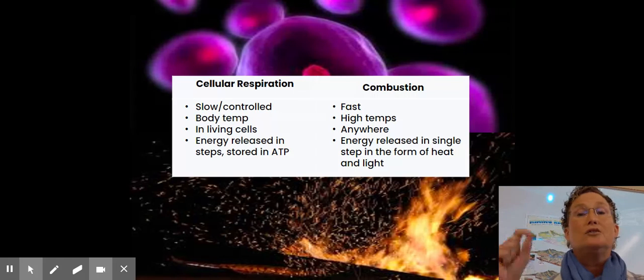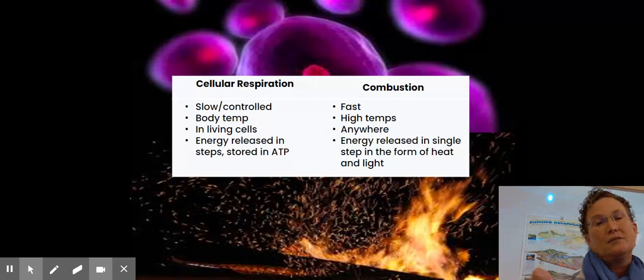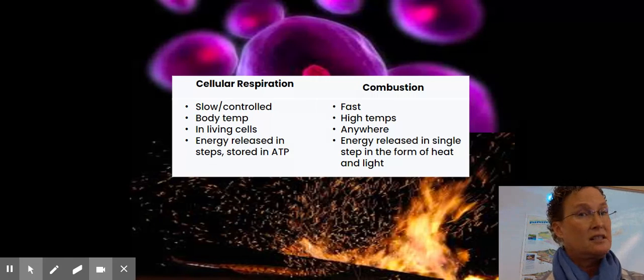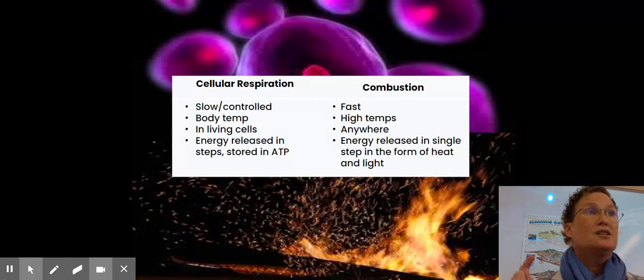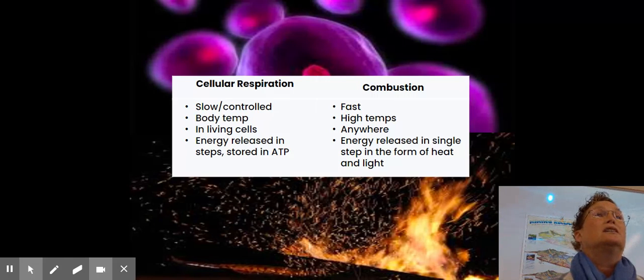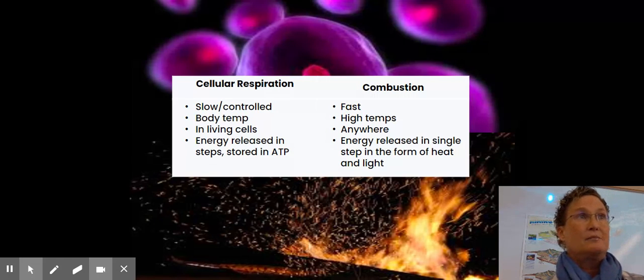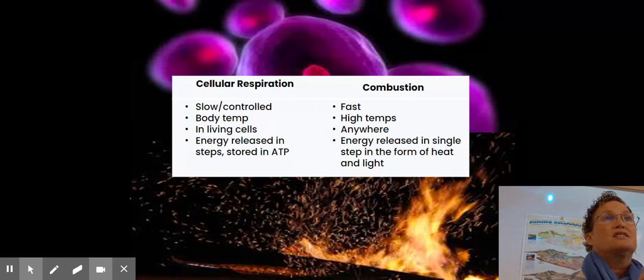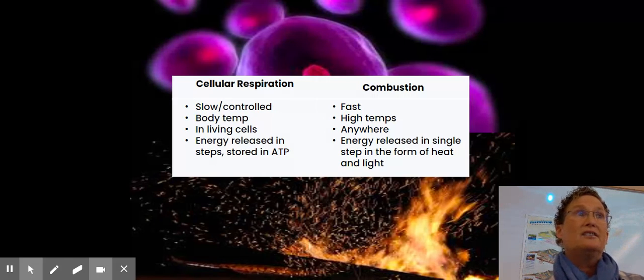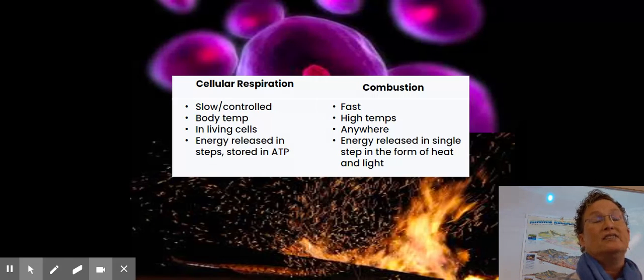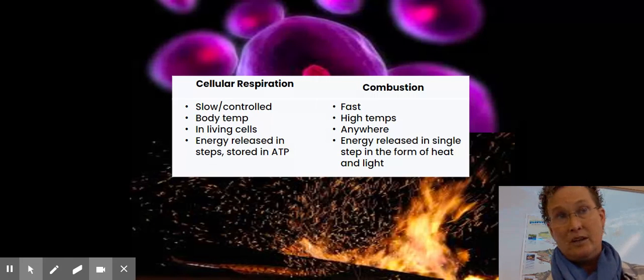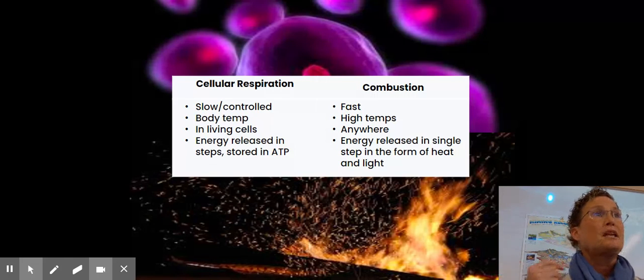In your mitochondria, you are burning. The chemistry of burning is to add oxygen, so that's going to serve you well, okay? So you can pause and write down that cell respiration is slow and controlled versus fast, which is combustion. Cell respiration is at body temperature, combustion is at higher temperatures. Cell respiration happens in living cells. Combustion can happen anywhere. You can have fire and oxygen.